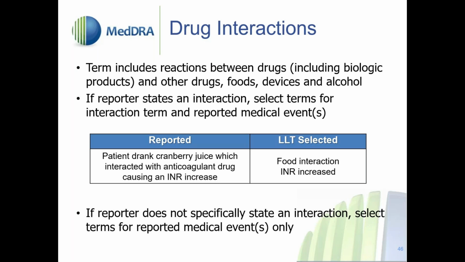But if the reporter does not specifically tell you that an interaction happened, it's really hard to make an assumption or make an inference. Like if this same example just told you that the patient drank cranberry juice, they were on an anticoagulant drug, and their INR increased. So the report is not saying that there's an interaction. They may be hinting it, but they're not saying that there was an interaction. You can't infer it. You cannot infer it. That's the PTC guideline approach.